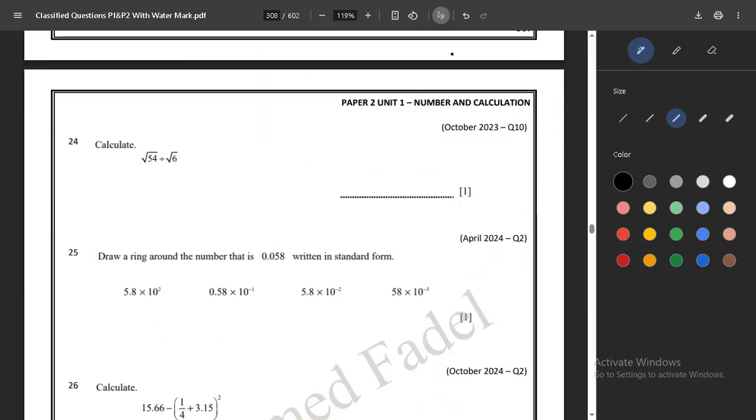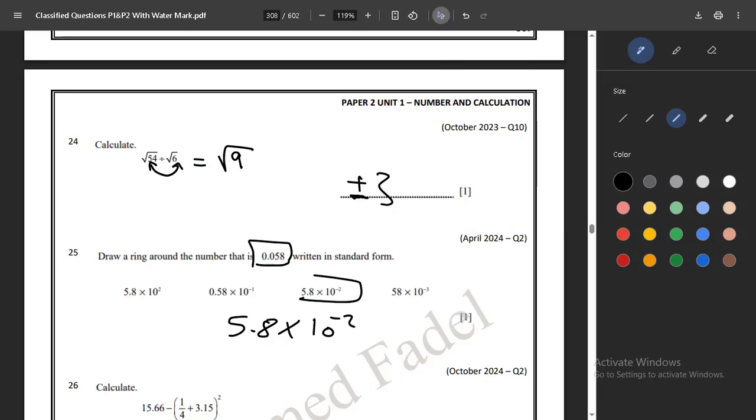Calculate this. We agreed before that in multiplication or division, you can multiply or divide what is under the root normally. So this is equal to the square root of 9, which is actually positive or negative 3. Here they want you to write this number in standard form. So it's 5.8 multiplied by 10 to the power of, I'm going to move it 2 digits to the right, so it is negative 2, which is this one.